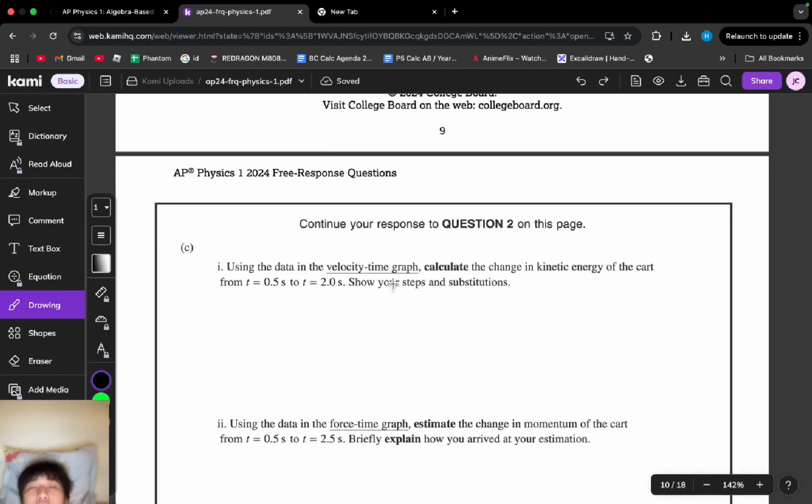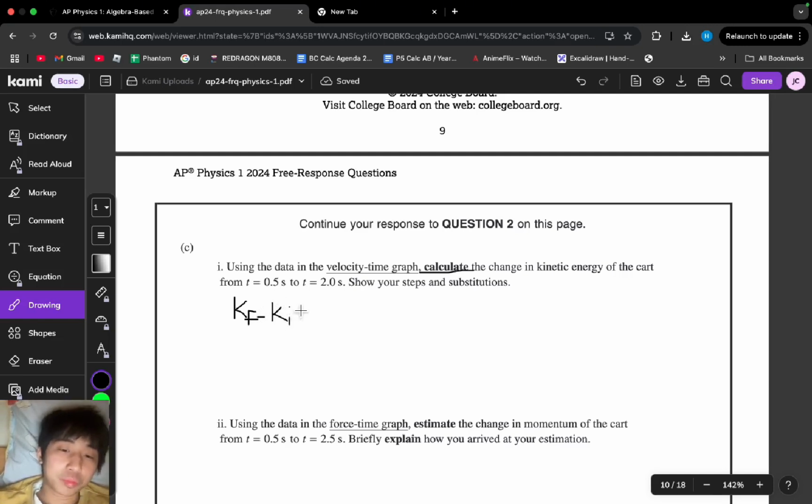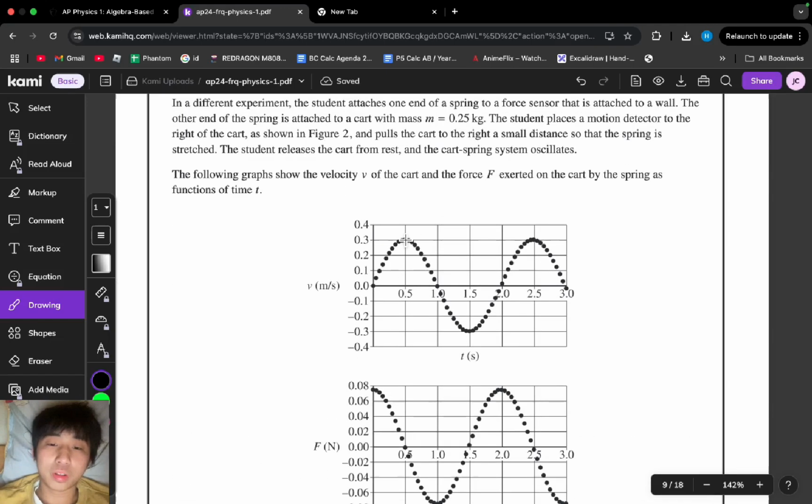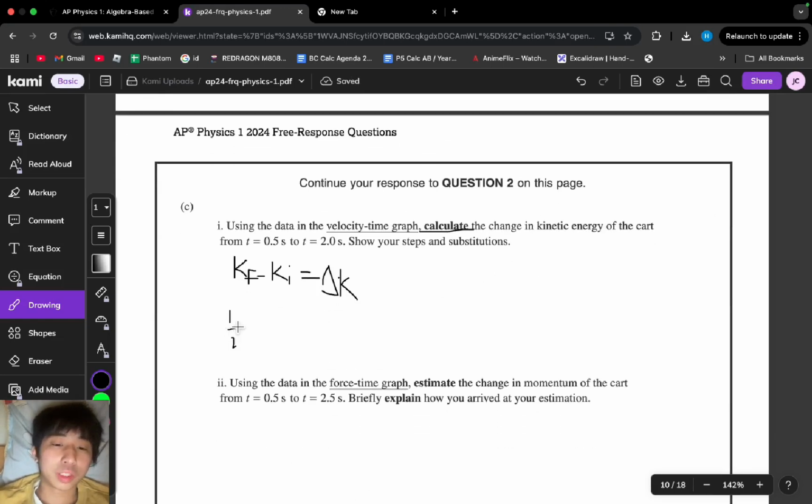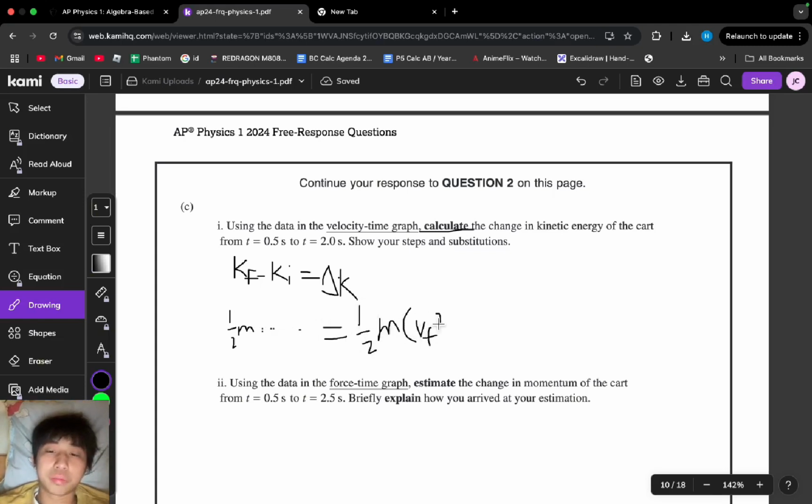Alright, so first question. Given the data, calculate the value of the change in kinetic energy from 0.5 to 2, and show your steps and substitution. So, Kf minus Ki equals change in K, right? And notice that at 0.5, the velocity is 0.3, and at 2 seconds, it's 0. So we write 1/2 mv squared minus whatever, and then it's equal to 1/2 m times vf squared minus vi squared.